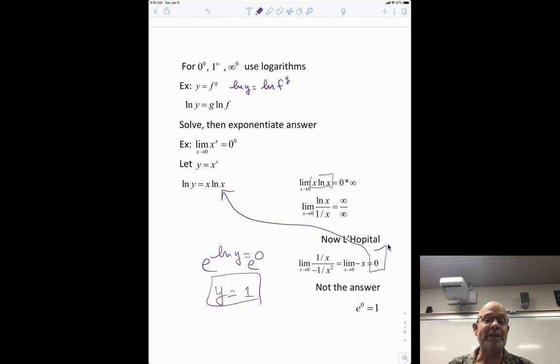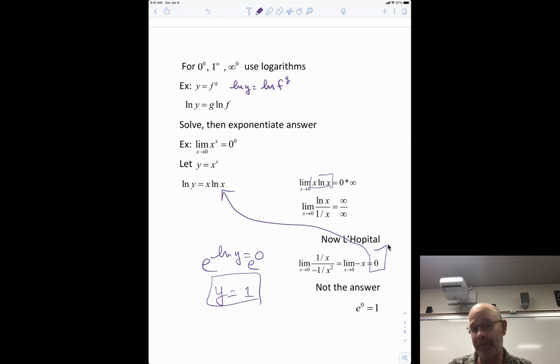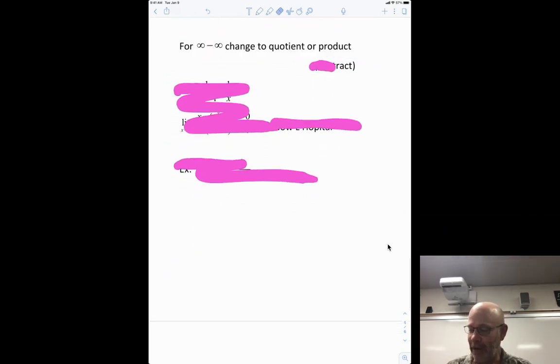So multiple steps. Anytime you see an exponent, take the natural log. And once you take the natural log, you're going to drop that exponent. You're going to get 0 times infinity. And then you're going to take a reciprocal. And once you have the reciprocal, you're going to get infinity over infinity or 0 over 0, then do L'Hopital's rule, and then exponentiate. Okay? And then the last form is infinity minus infinity.